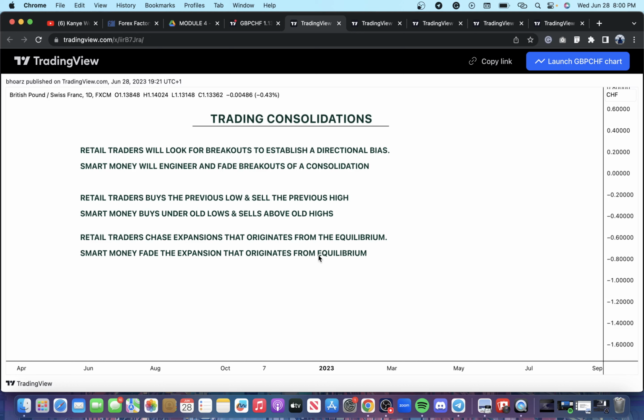Retail traders will do the same for a sell. Retail traders will buy the previous low and sell the previous high because they view old highs and lows as support and resistance. This is classic support and resistance thinking.